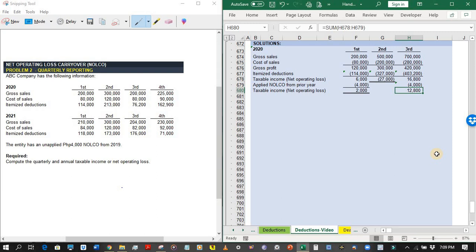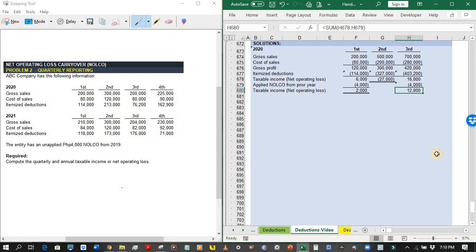Going back to second quarter, we have a net operating loss of 27,000 pesos. So will it be part of the net operating loss that will be deducted 3 years immediately after the year it was incurred? So the answer is no, because the NOLCO, the net operating loss carryover, must be incurred during the taxable year. Again, always remember that NOLCO is computed on an annual basis, not on a quarterly basis.